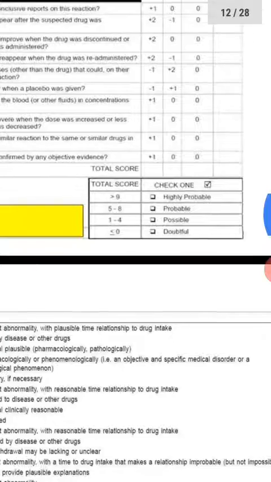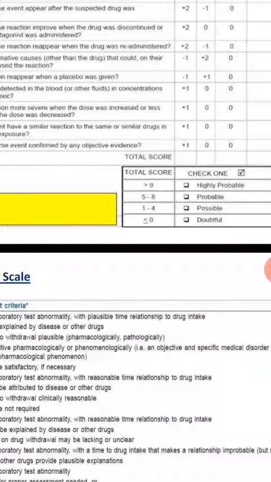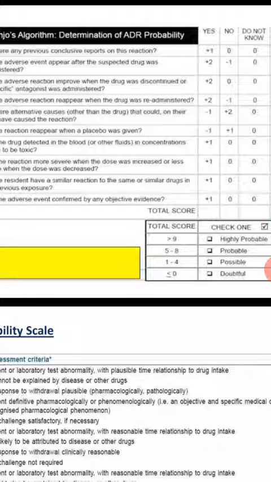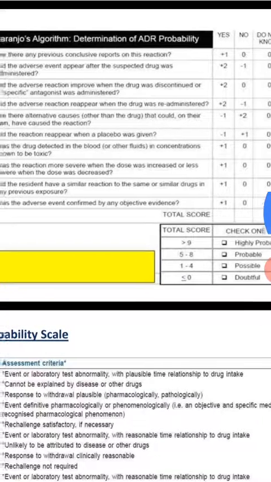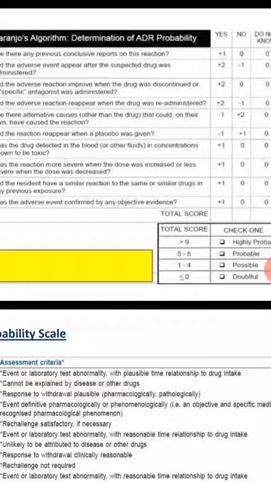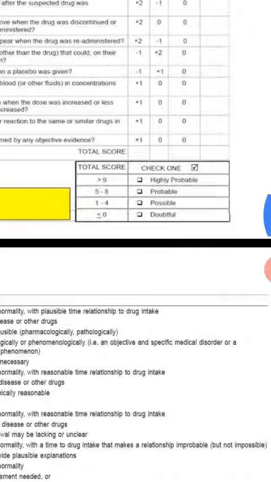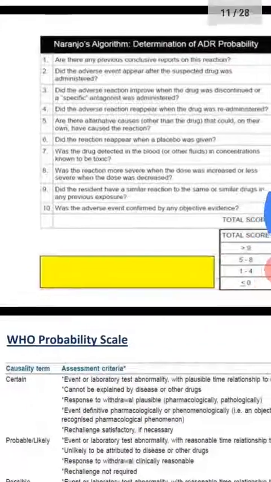In order to fill in Naranjo's algorithm, before filling it you need some data on the ADR related things. If the score is 9 or more, there is a high probability of association between the ADR and a specific drug, which is definite. Between 5 to 8 is probable, 1 to 4 means possible, and 0 or less means doubtful. This is Naranjo's scale, widely used.